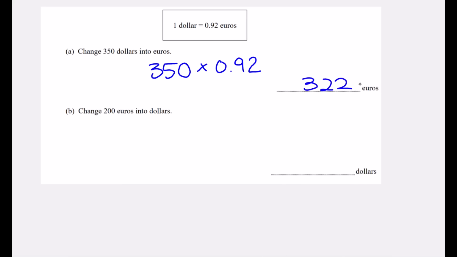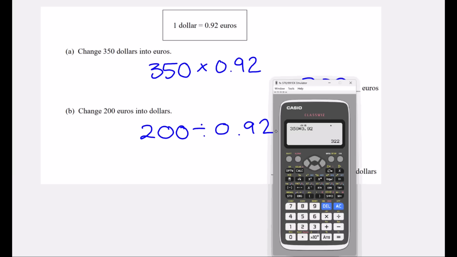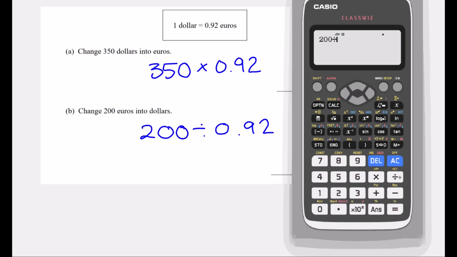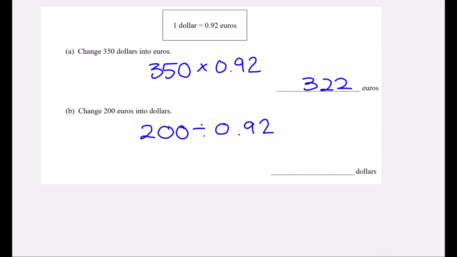Change 200 euros into dollars. This time we're going the other way. The opposite of timesing by 0.92 is dividing by 0.92. 200 divided by 0.92 is 217.39. I'm doing 2 decimal places because it's money.